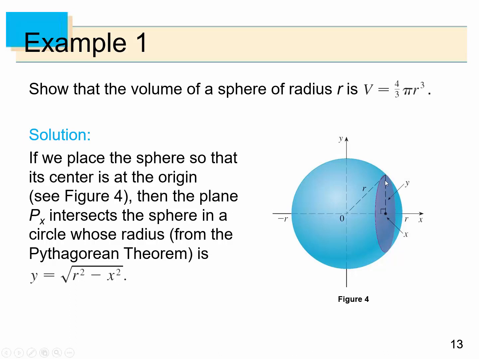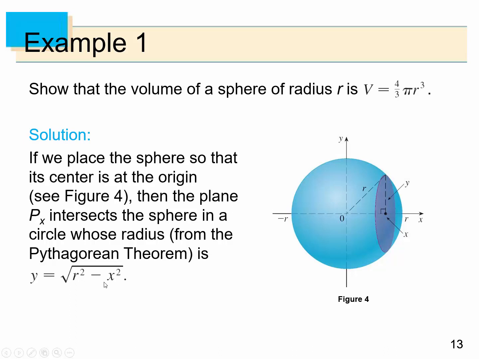We look at some arbitrary slice and ask, can we figure out the area of that slice? Obviously, it's a circle, so we need to know the radius. And anywhere we slice it, the diagonal is always going to be the radius of our sphere. That's never going to change. This distance is always going to be some amount of x, and this height is always going to be some amount y. And of course, with the Pythagorean theorem, we know that x squared plus y squared equals r squared, and then we can rewrite y in terms of r and x.